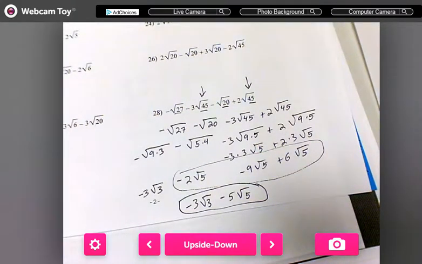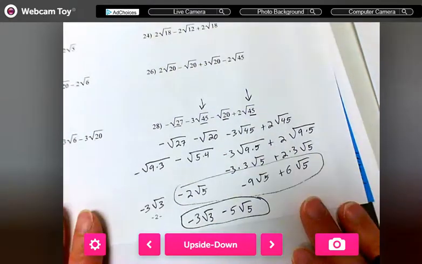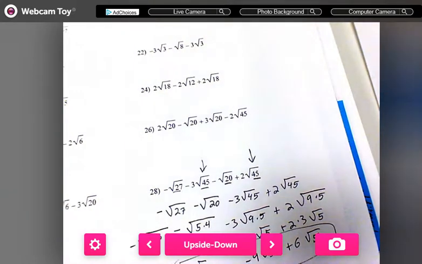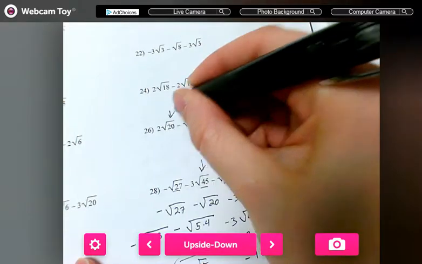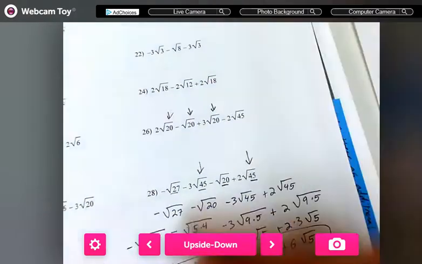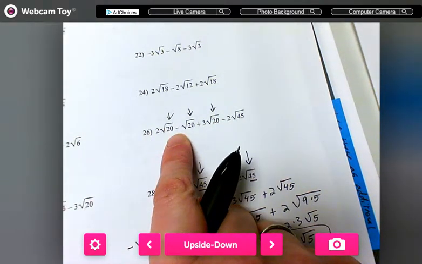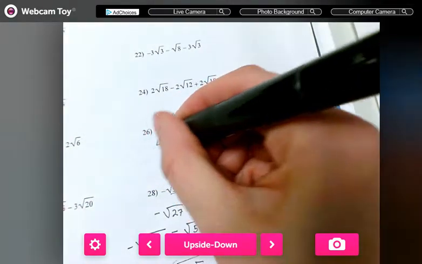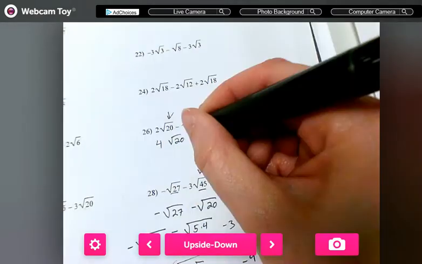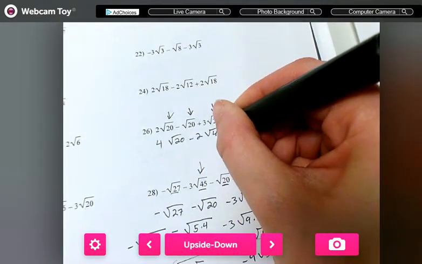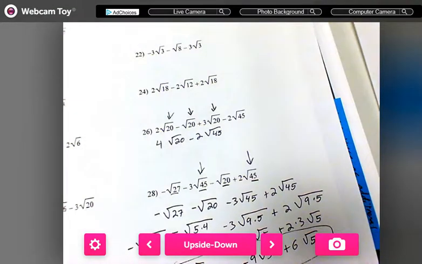Do you want to do another one like that? Do you want to do 26, 25, 27? 26? Okay. All right. So for 26, all of these are square root 20, right? So let's just put those together. 2 minus 1 is 1. 1 plus 3 is 4. So we have 4 square root 20 minus 2 square root 45. So right there I made it much simpler, right?